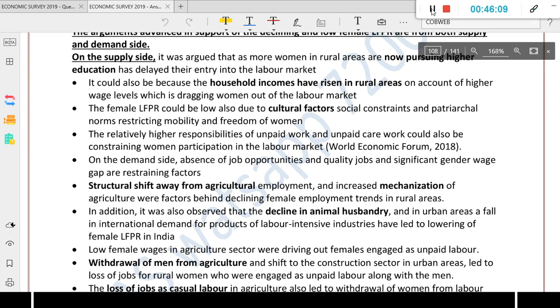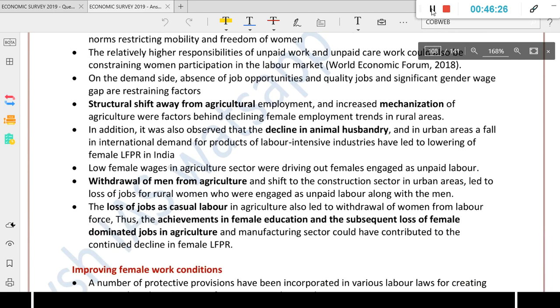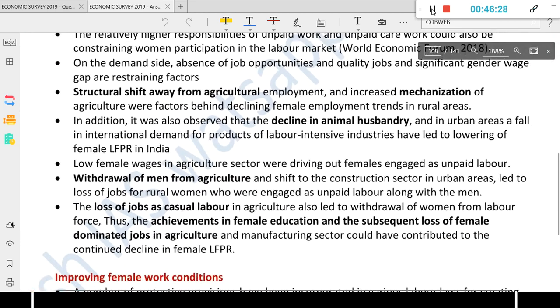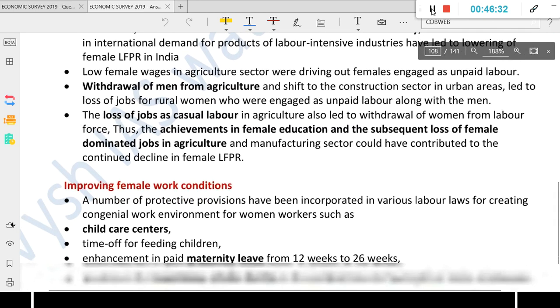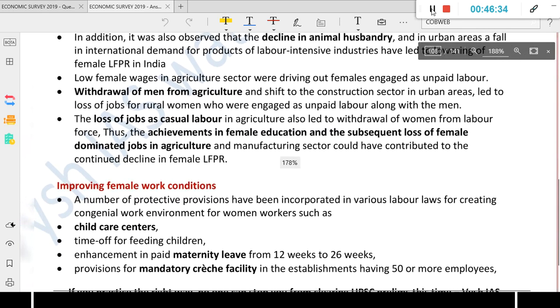Okay, they sit indoors, and they also get more wages now because the husband is sending it from the urban area. So when things are happening like that, the women who were ideally supporting the men in agriculture and the rural area, that job is vanishing, that job is going away. This is one of the examples which the Economic Survey has mentioned. Okay, see, withdrawal of men from agriculture, loss of jobs as casual labor. Like this, I have given examples there of the to and fro and the reasons for that. Then finally, always end the answer on a positive note.